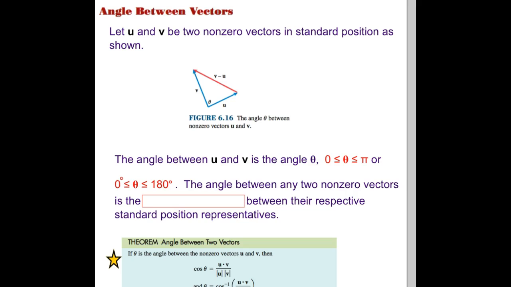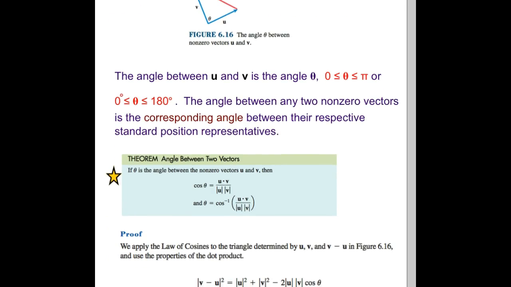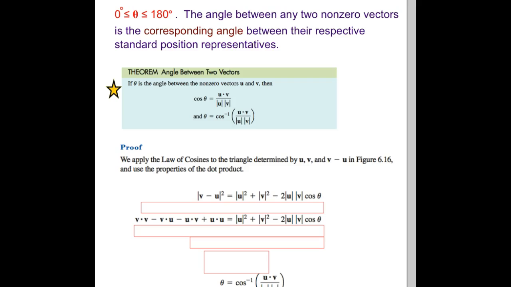The angle between any two non-zero vectors is the corresponding angle between their respective standard position vectors. So again, if we have two vectors that aren't necessarily starting at the origin, remember we can pick them up and move them. They're still the same vector. So we can think of them in standard position. This is a formula you're going to have to know. Highlight it, circle it, do something.